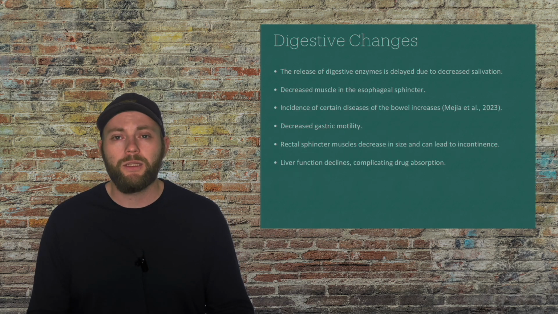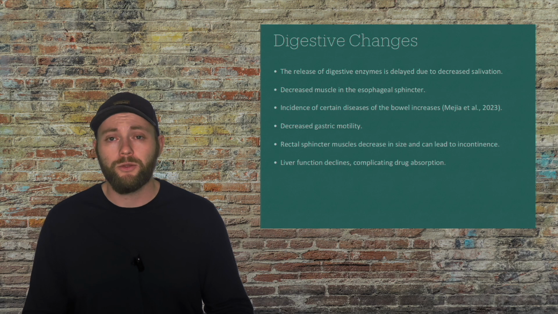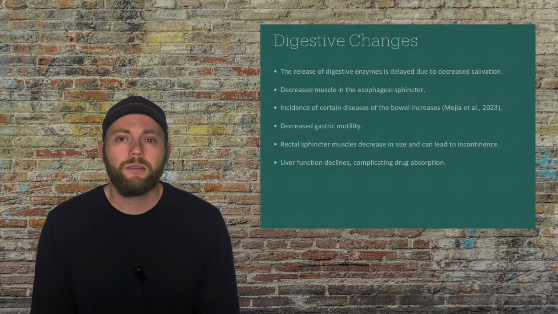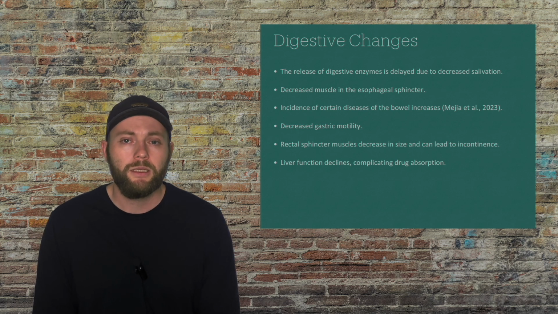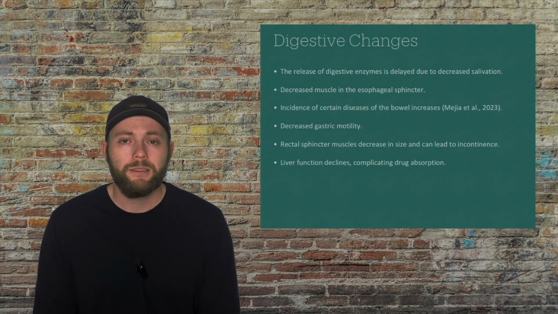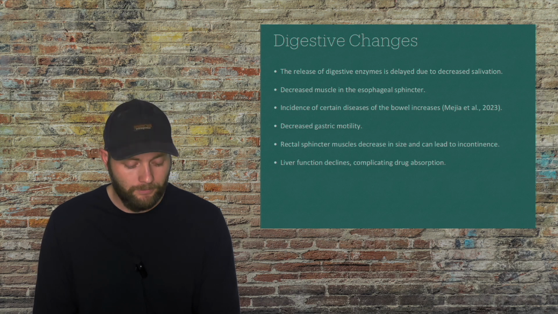The changes we see in the digestive system begin with the mastication process, as our ability to chew and swallow food is decreased. We also have decreased salivation, which reduces the initial release of digestive enzymes. The esophageal sphincter muscle also weakens with age. This can lead to increased heartburn and damage to the esophagus. This can also cause an older patient to have a decreased appetite and suffer from malnutrition.